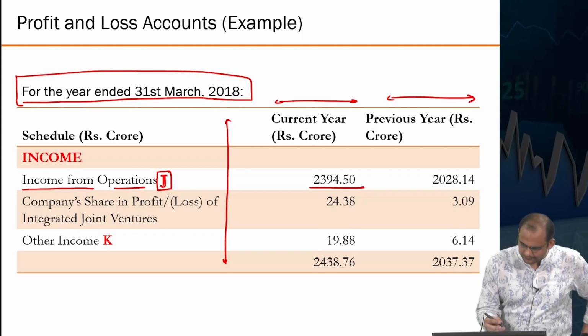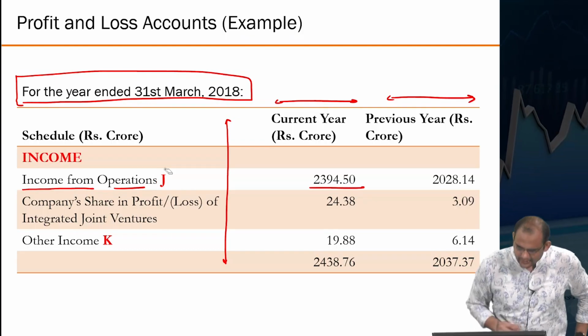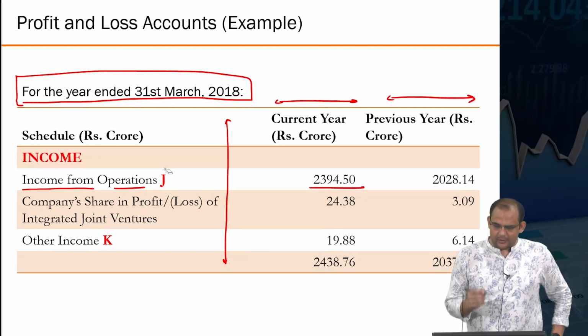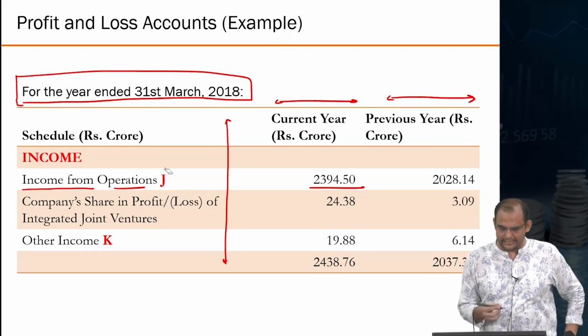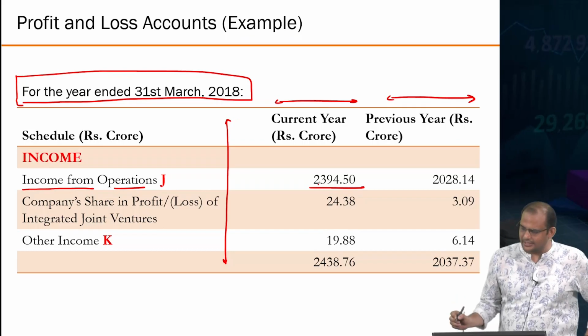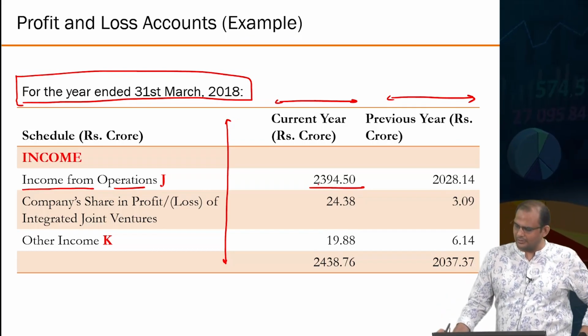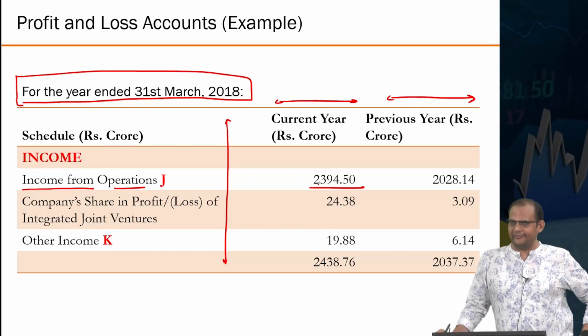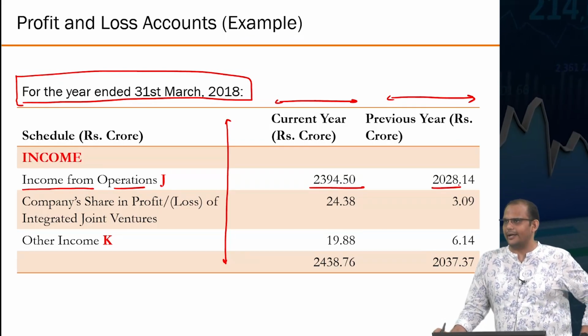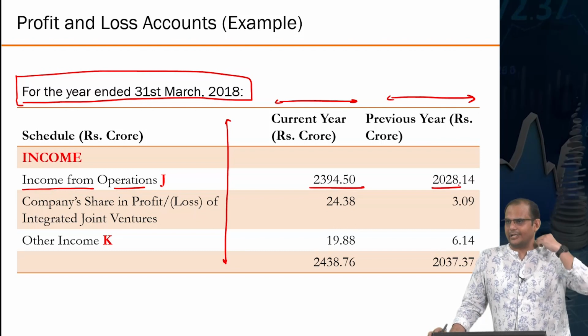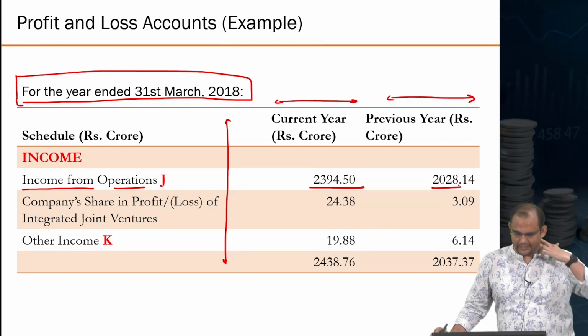Okay, so for this company, since we are talking about the P&L, first is of course the profit and loss. There has to be an income related statement. So income from operations this year is 2,395 crores. Compared to the previous year, this is slightly higher. So you get an immediate idea whether your income actually increased or not, right?